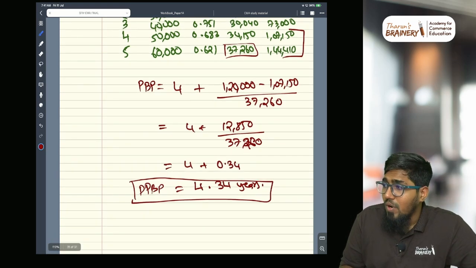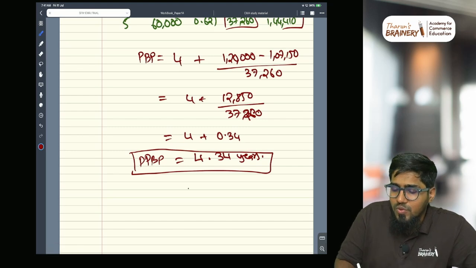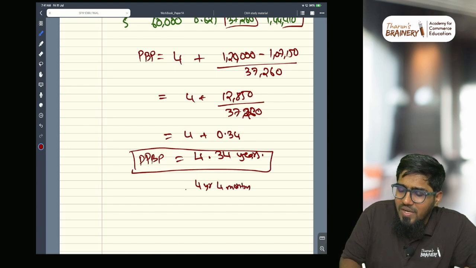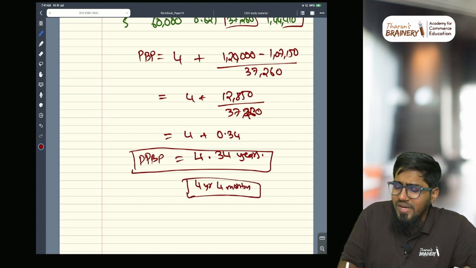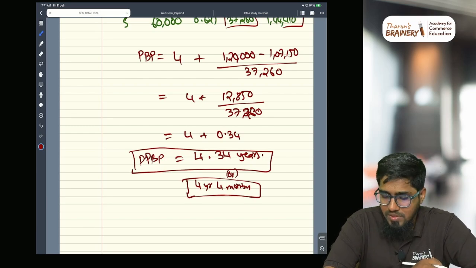Sir, I want to do this in months. So 0.34 into 12, you will get 4 months. So the answer is 4 years and 4 months approximately. You can also write approximately 4 years and 4 months.